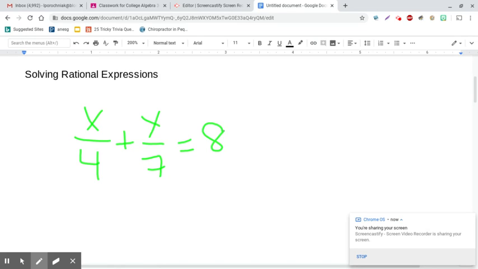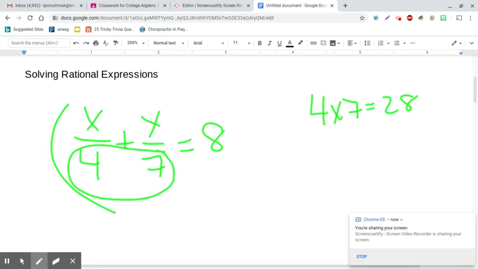Two fractions that are either going to add or subtract to each other and equal something. And what we're going to do is try to figure out what x is. We're going to show you the easiest method. The easiest method, I think, is just when you multiply your denominators by each other.